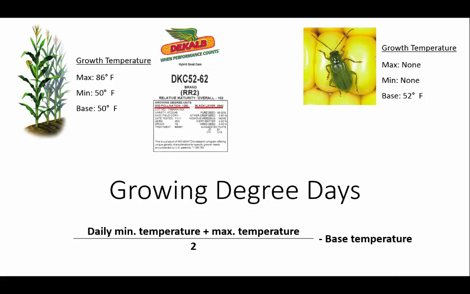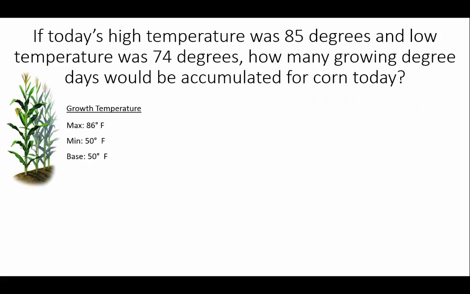To ensure this, if the minimum or maximum temperature is below the range of temperatures, it should be replaced with the lowest number in the range, or the minimum temperature for growth. For example, in corn, the minimum temperature is 50 degrees Fahrenheit. If the minimum temperature for the day is 48 degrees Fahrenheit, then we would replace the 48 and use 50 degrees Fahrenheit in the equation instead. The same is true with the maximum number in the range. If the minimum or maximum temperature is above the range of temperatures, it should be replaced with the highest number in the range. Let's try an example problem so you can understand how the growing degree day equation works.